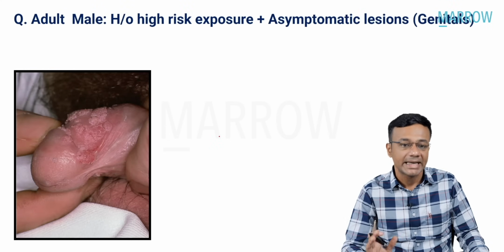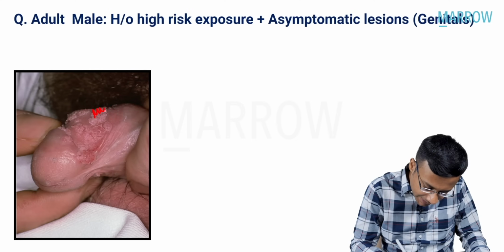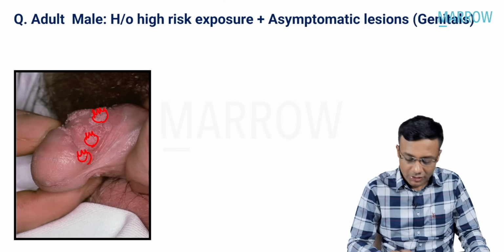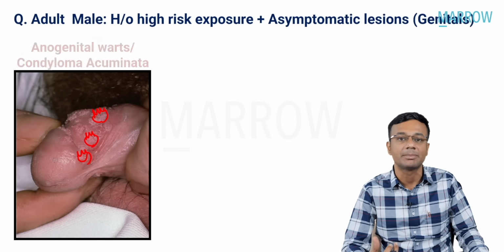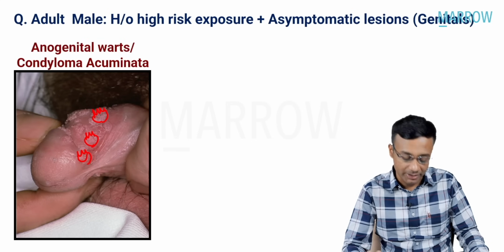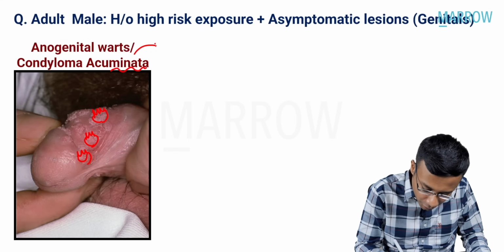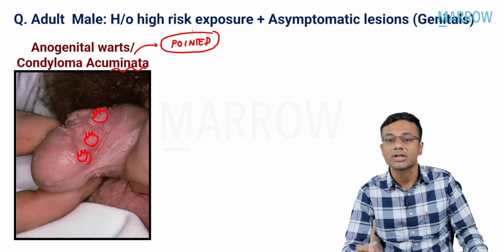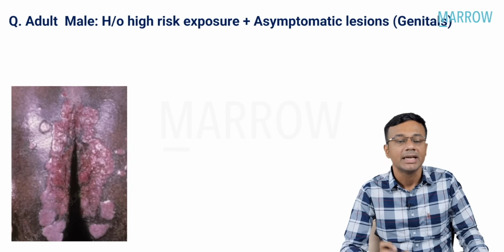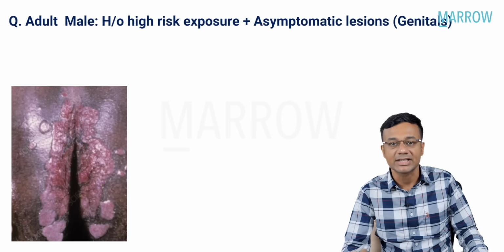Let us now take up case scenarios from sexually transmitted diseases. Starting with number 1, an adult male with history of high-risk sexual exposure presents with asymptomatic lesions on the genitals. On examination, we see asymptomatic, fleshy, pink papules and plaques. When you have these asymptomatic, pink, fleshy, pointed papules and plaques, the name in dermatology for pointed is acuminata. So acuminata means pointed. These pointed lesions over the genitals are talking about anogenital warts, also referred to as condyloma acuminata.